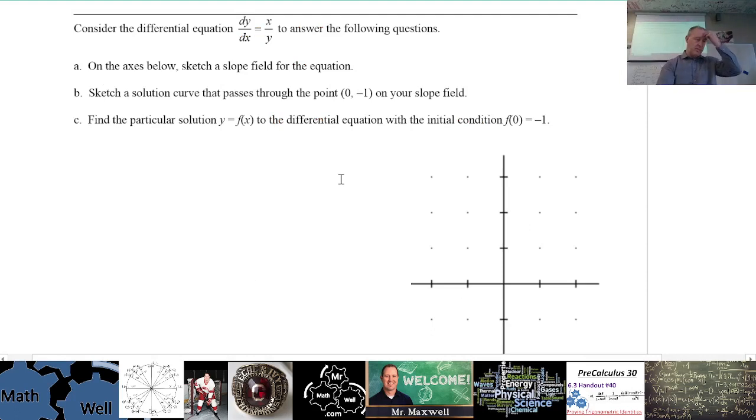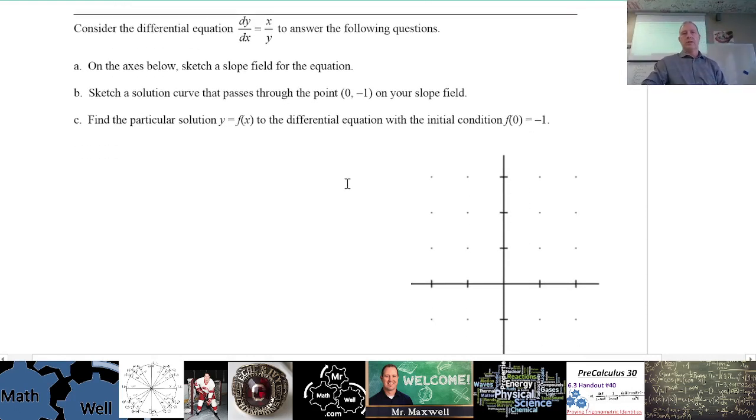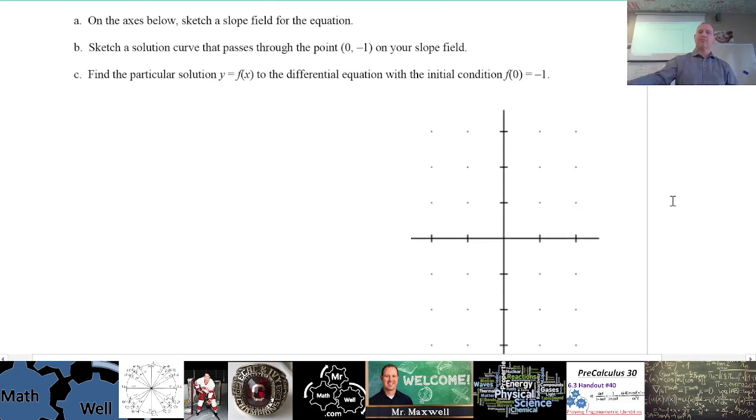All right, let's take a look at the bottom half of this same page. Consider the differential equation dy over dx equals x over y. So the slopes in the slope field definitely are determined by both values of x and y. On the axis below, sketch a slope field for the equation. Okay, let's work on that first.